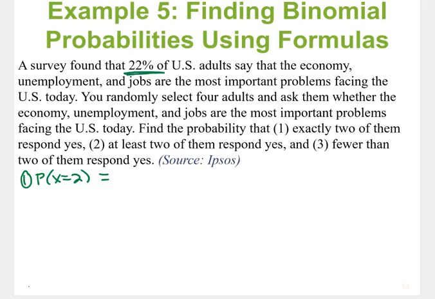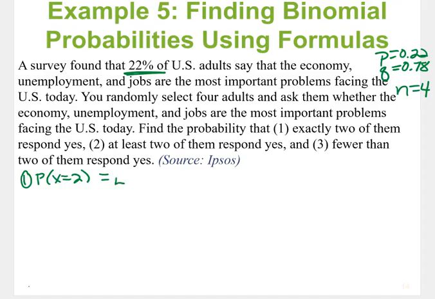All right, so here is my P. So my P is 0.22, which means my Q would be 0.78. My N is 4 people. I'm only asking 4 people. So my N is 4, and the X is going to depend on each problem. So we will just list those as we go. So for problem number 1, we just want to find exactly 2.